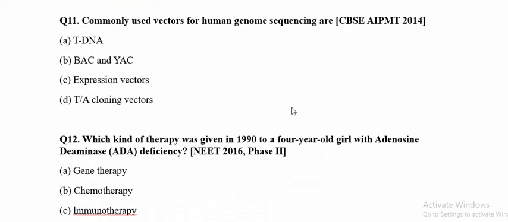Then going to question number 11, commonly used vectors for human genome sequencing are: option A, T-DNA; option B, BAC and YAC; option C, expression vectors; option D, TA cloning vectors. So here the right answer is BAC and YAC, that is, bacterial artificial chromosome and yeast artificial chromosome, which are the commonly used vectors for human genome sequencing.